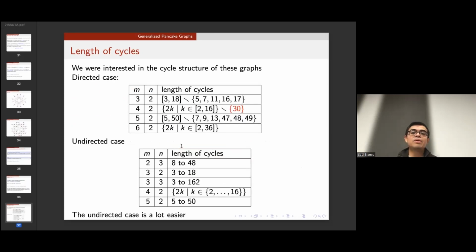And then we started looking at the length of the cycles, right? Like I mentioned before, we have this weakly pancyclic property where you seem to have all of these cycles from a particular length up to the Hamiltonian cycle, and we wanted to see if this was true for these generalized pancake graphs. So we did two things. One of them is that we implemented a beautiful algorithm for finding cycles, which is more efficient than just regular DFS or BFS.